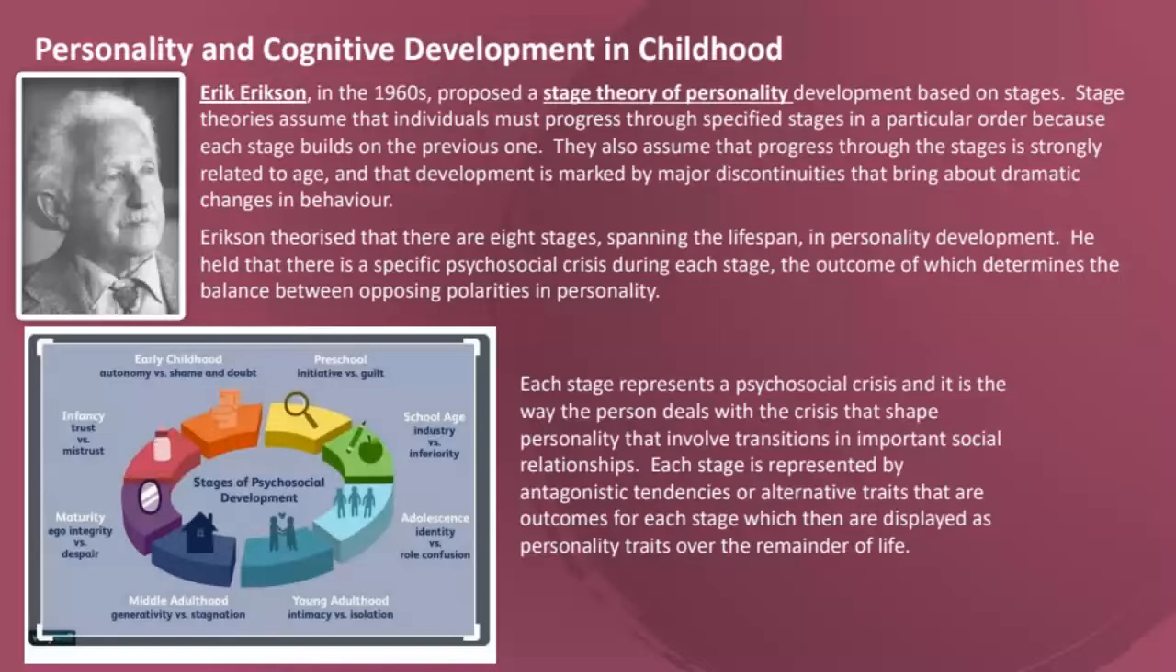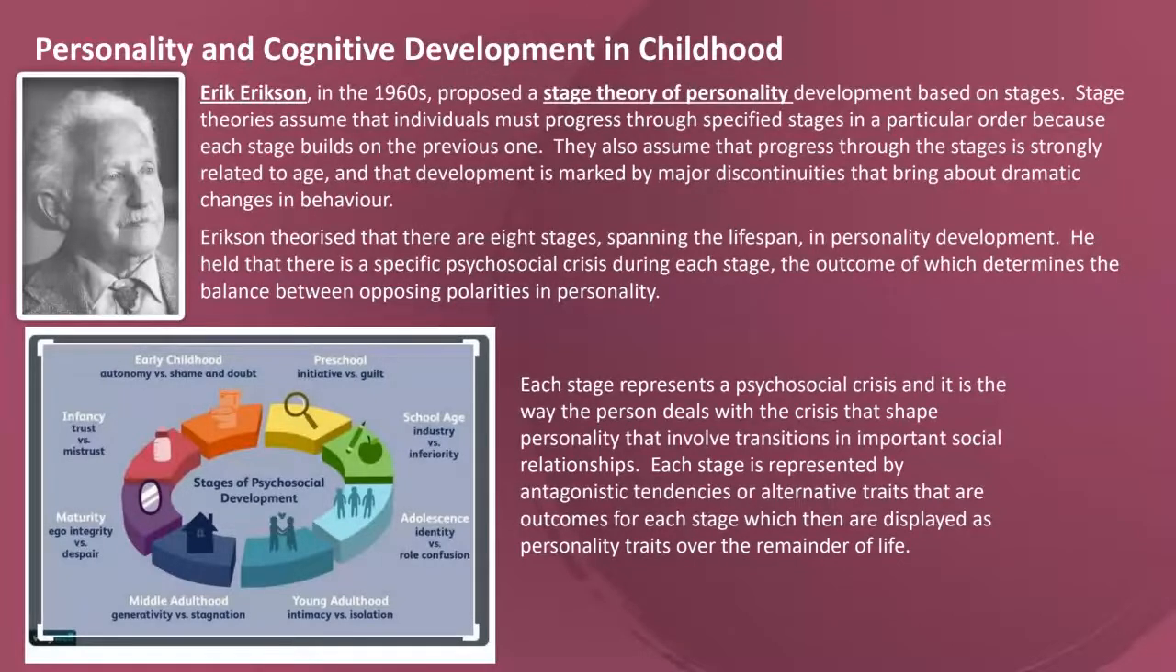He was a stage theorist, so we spoke about stages where it progresses. The individual must progress through specified stages in a particular order, because each stage builds upon the previous one. It's linked to age, and the stages are marked by major discontinuity. So we finish one stage, it discontinues, and we move on to the next stage. He had 8 stages in his stage theory of personality.